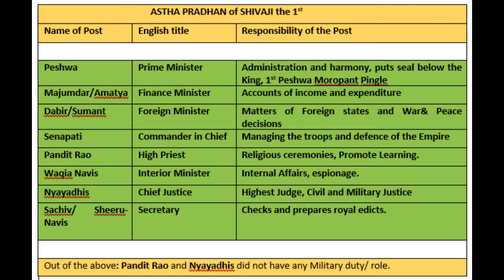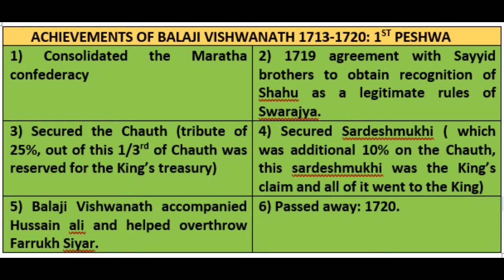Now we'll take a look into the Peshwas in detail. The first Peshwa, Balaji Vishwanath, 1713 to 1720, was made the Peshwa by Shahu, and Balaji managed to get most of the Sardars of the Maratha Confederacy to side with Shahu. Most of Maharashtra sided with Shahu except Kolhapur, which was under Tarabai. Balaji Vishwanath achieved the following. Number 1, consolidated the Maratha Confederacy.